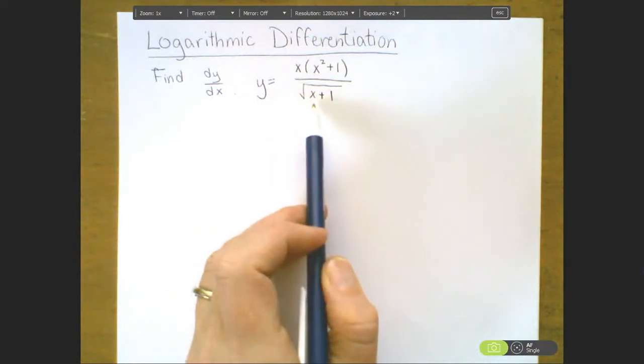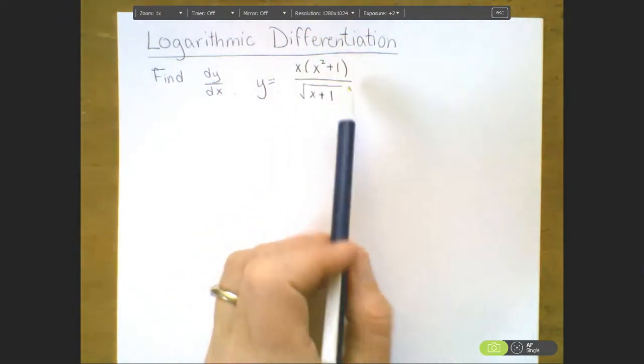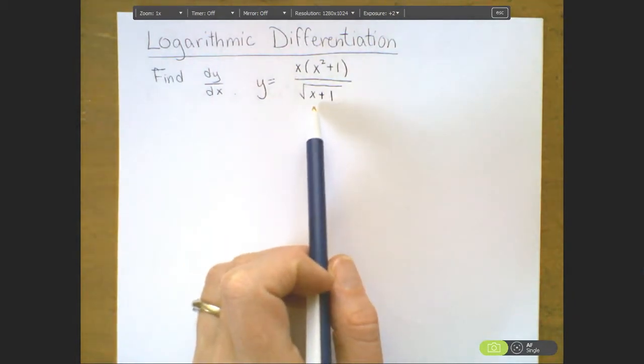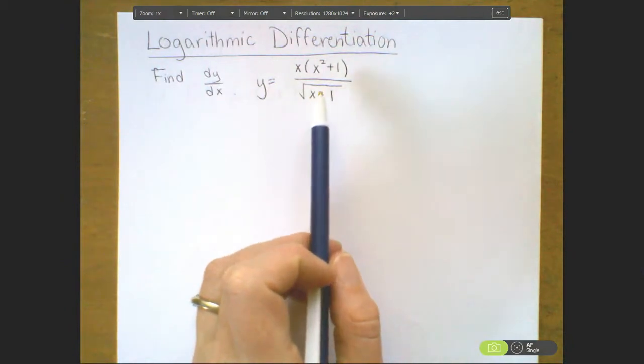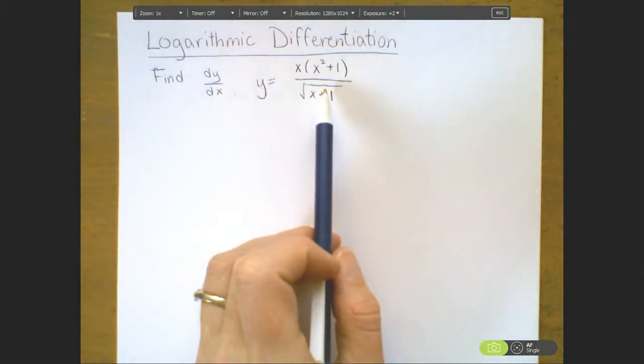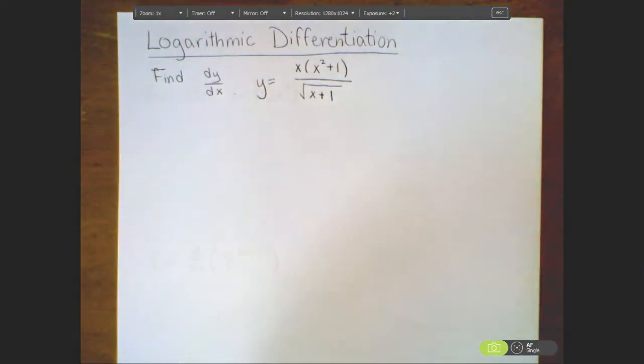We could use quotient rule to solve this, and I would recommend going on your own and verifying our result using quotient rule on your own. But instead of doing quotient rule, we're going to do something tricky. We're going to take the natural log of both sides of this function and then use some of the natural log rules to be able to simplify our differentiation.